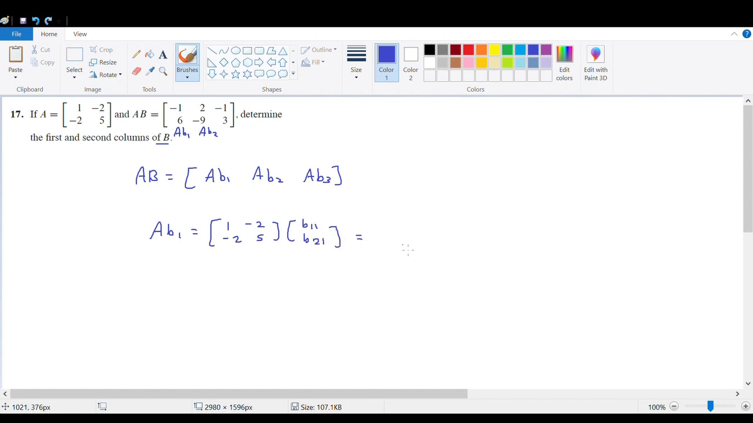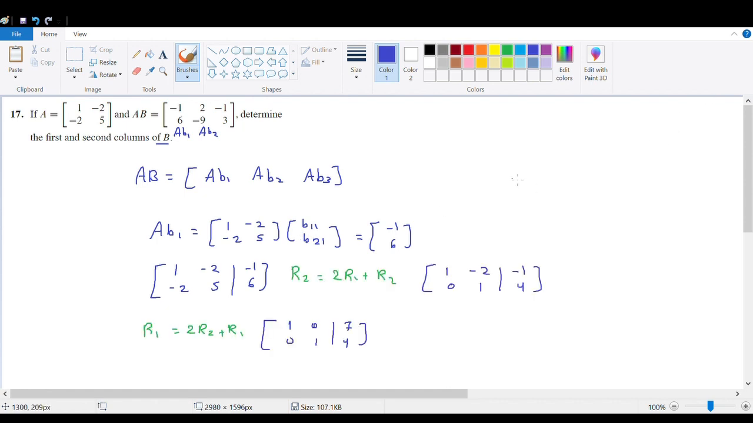This will give us AB1, which is (-1, 6). So if we have a matrix A, we multiply it by the vector b1, and the result is (-1, 6). We solve this by row operations on [1, -2 | -1; -2, 5 | 6] to find our b1. After doing row operations on this matrix, we get [1, 0 | 7; 0, 1 | 4]. From here we conclude that b1 is (7, 4).